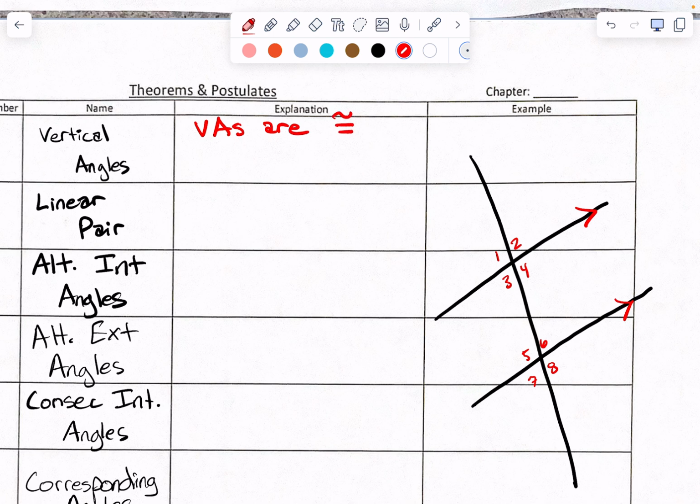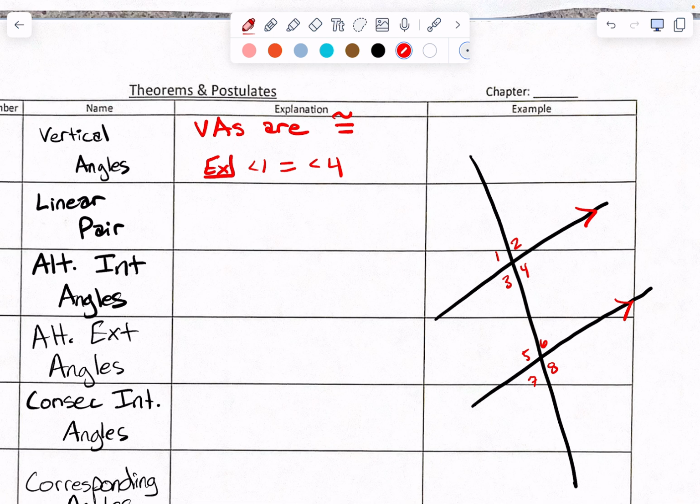If I just do those symbols, is that okay? That means they're the same measure. So, for example, we'll just put one example down. Let's say 1 and 4. Angle 1 is equal to angle 4, or congruent to angle 4. Got it? They are the same measure. 2 and 3 would be the same. 5 and 8, 6 and 7, those would all follow suit, right? Because those are all vertical angles, okay?